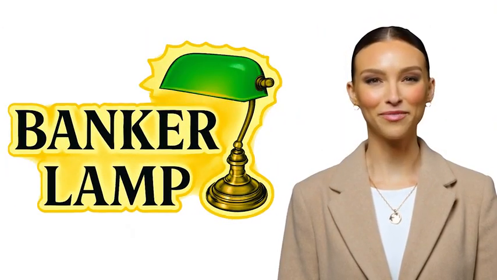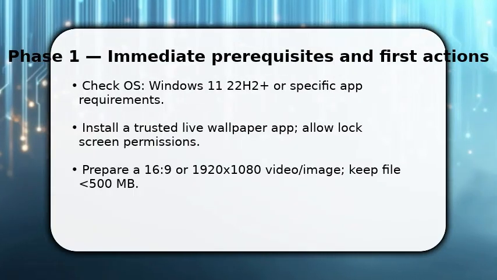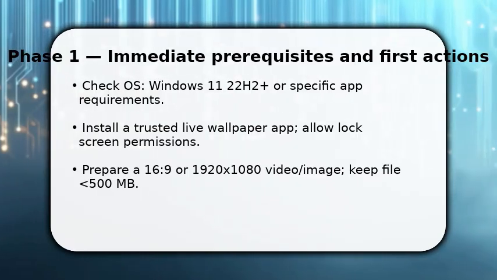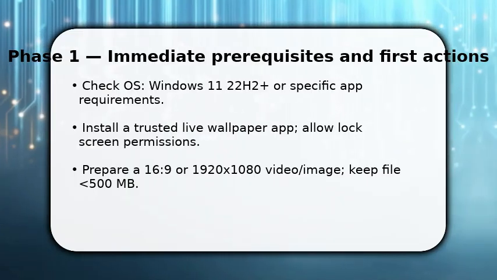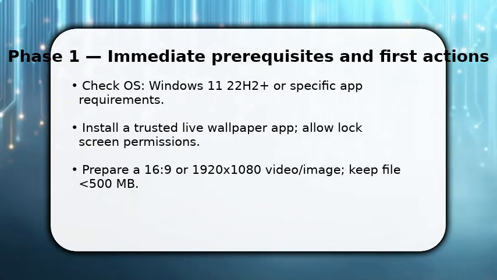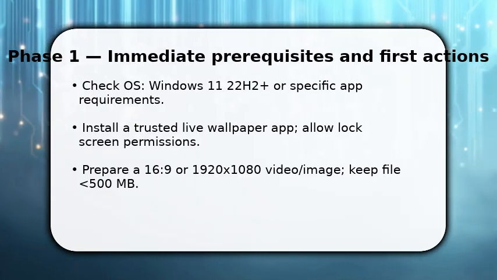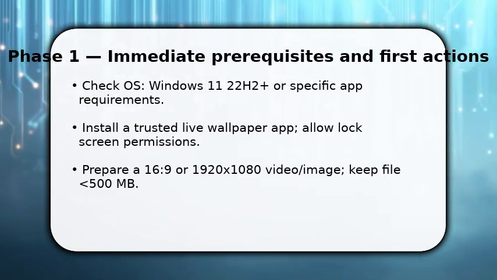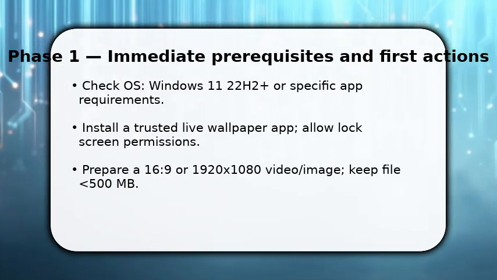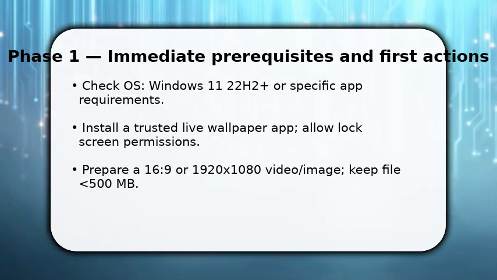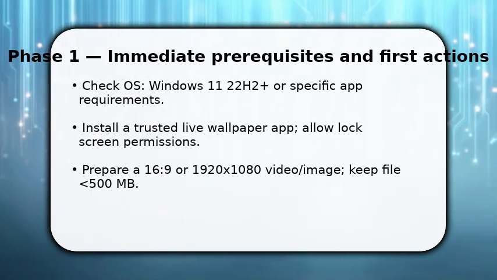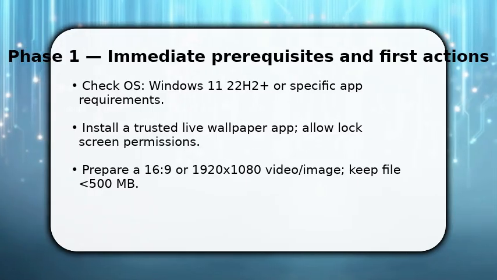Please enjoy the video. You need to confirm system compatibility first. Make sure Windows 11 22H2 or the app's minimum is met. Once done, install a reputable live wallpaper program and grant lock screen access when prompted. Next, pick or convert a short video or animated image to a recommended resolution, for example 1920x1080, and keep the file size reasonable, under 500 MB.